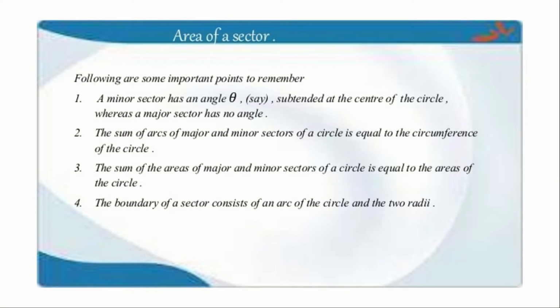The following are some of the important points to remember. A minor sector has an angle theta subtended at the center of the circle, whereas the major sector has the remaining angle. The sum of the arcs of the major and minor sectors of a circle is equal to the circumference of the circle, and the sum of the areas of the major and minor sectors of a circle is equal to the area of the circle. The boundary of a sector consists of an arc of the circle and two radii.